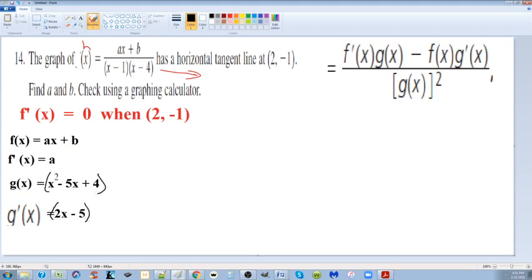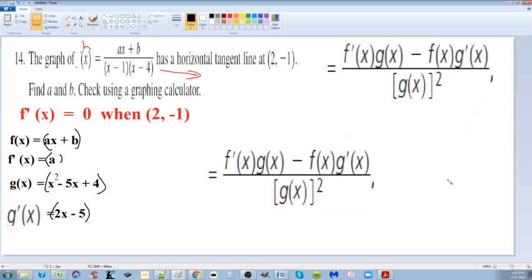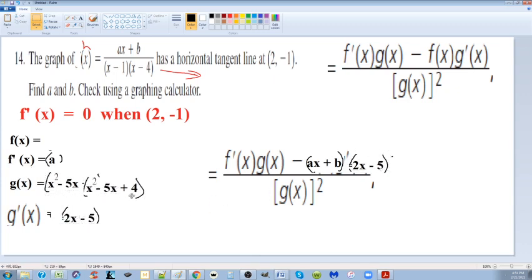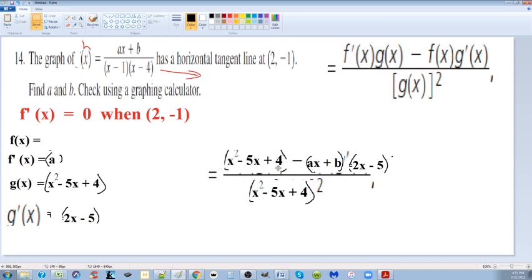Let's put it all in brackets. So we can partially complete this. I'm going to drag this equation down. And then wherever I see f of x, I'm going to put in this equation. And wherever I see g prime of x, I'm going to put in this equation. And that's true for math no matter what. If you make something equal to something else, you can replace it. I'm also going to put g of x down here, squared.